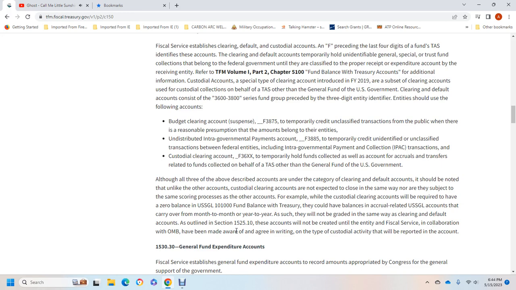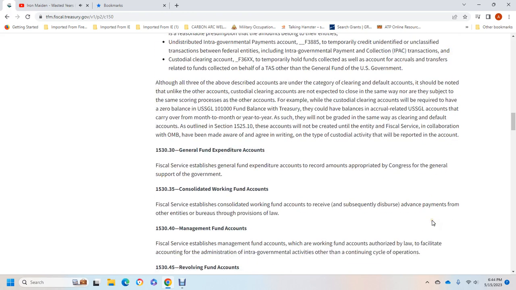These accounts will not be created until the official service of collaboration with the Office of Management and Budget has made aware of it in writing the type of the custodial activity that will be reported in the account. 1530.30 General fund expenditure account. Official service to establish general fund expenditure for the record amount of the appropriation with the Congress of the general support with the government.